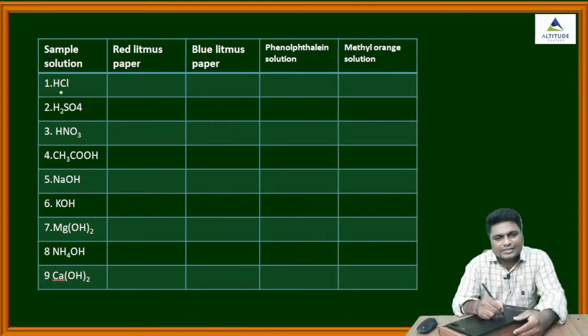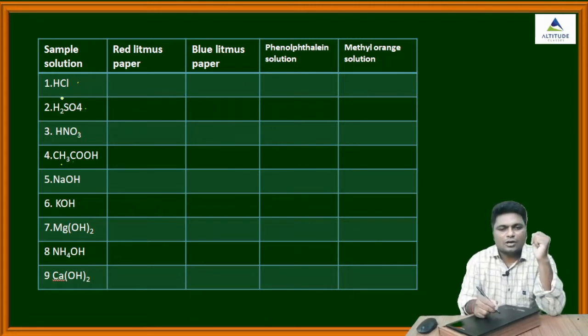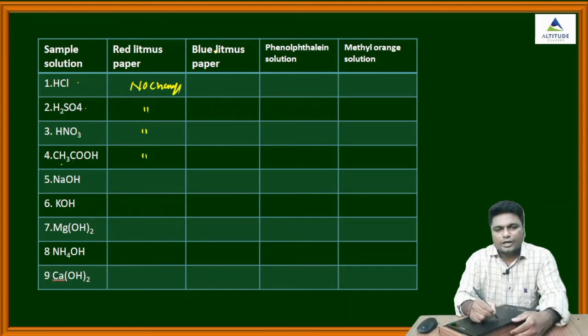Now let's see, this is HCl, hydrochloric acid, sulfuric acid, nitric acid. This is CH3COOH, called acetic acid. Again I am repeating the names: hydrochloric acid, sulfuric acid, nitric acid and acetic acid. So these solutions are all acidic. Red litmus paper, is there any change? No change here, no change, no change. Blue litmus paper converts into red in the acidic medium. Here also red, because they are all acids.